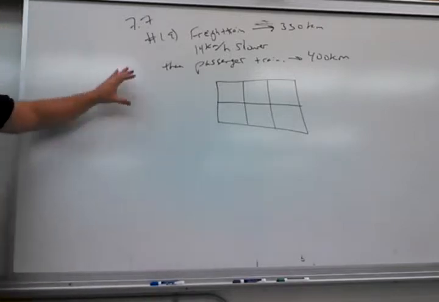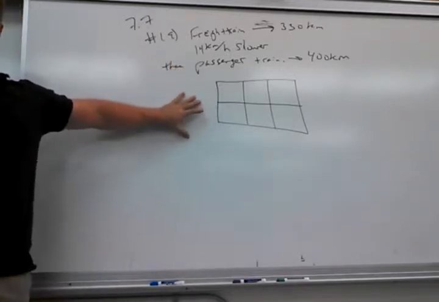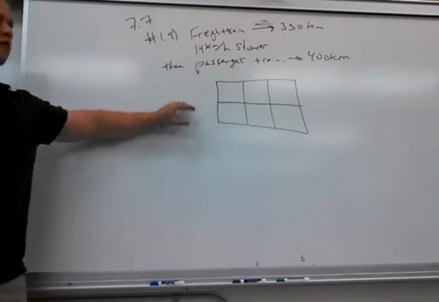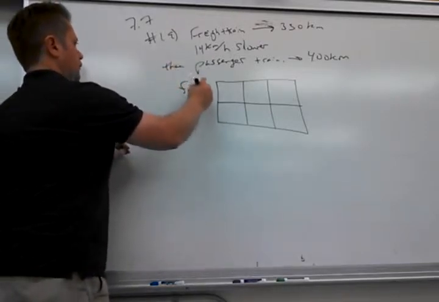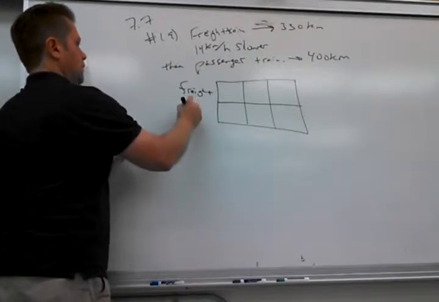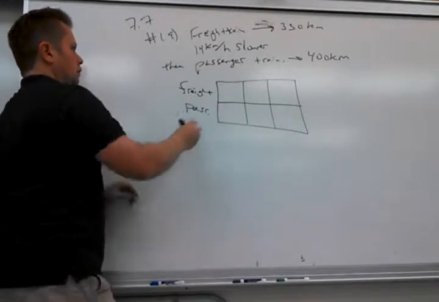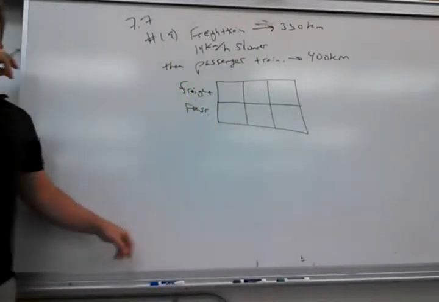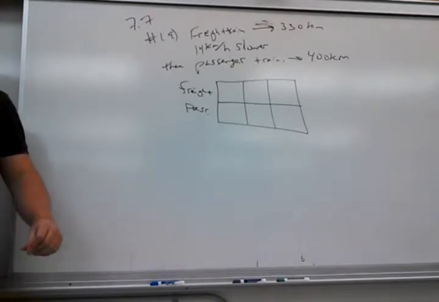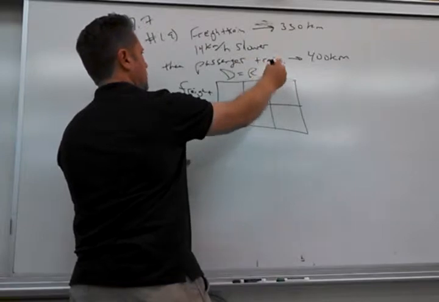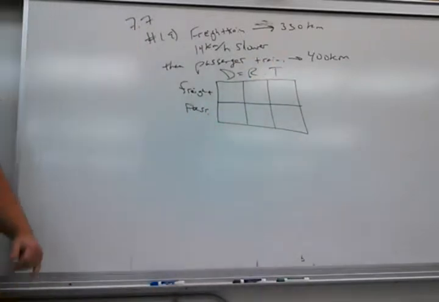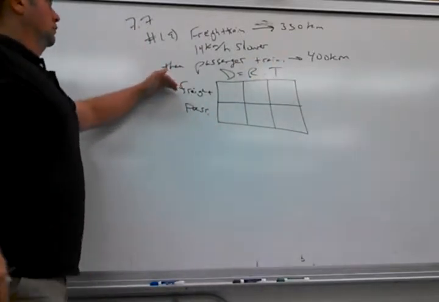So you don't have to do this, but it is kind of nice, a way to organize your stuff. I've got two main things happening. I've got two types of trains here, the freight train and the passenger train. What's the formula for distance, rate, time? Good. So distance equals rate times time, and you just fill in what you know. So what do we know for sure about the freight train?